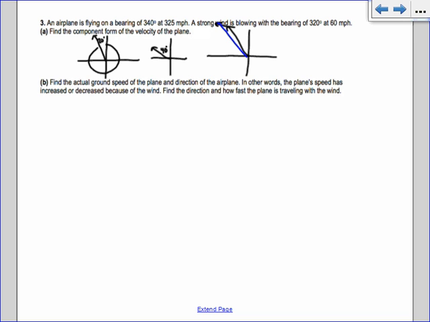So we're going to find the airplane's component form, and we're going to add the wind's component, and that's going to give the resultant. So it's going to give this new velocity of the plane. Okay, so that's actually what I'm going to do in part B, I'm realizing. Part A, I wanted to find the component form of the velocity of the plane in still air. So if there had been no wind, what would that be?